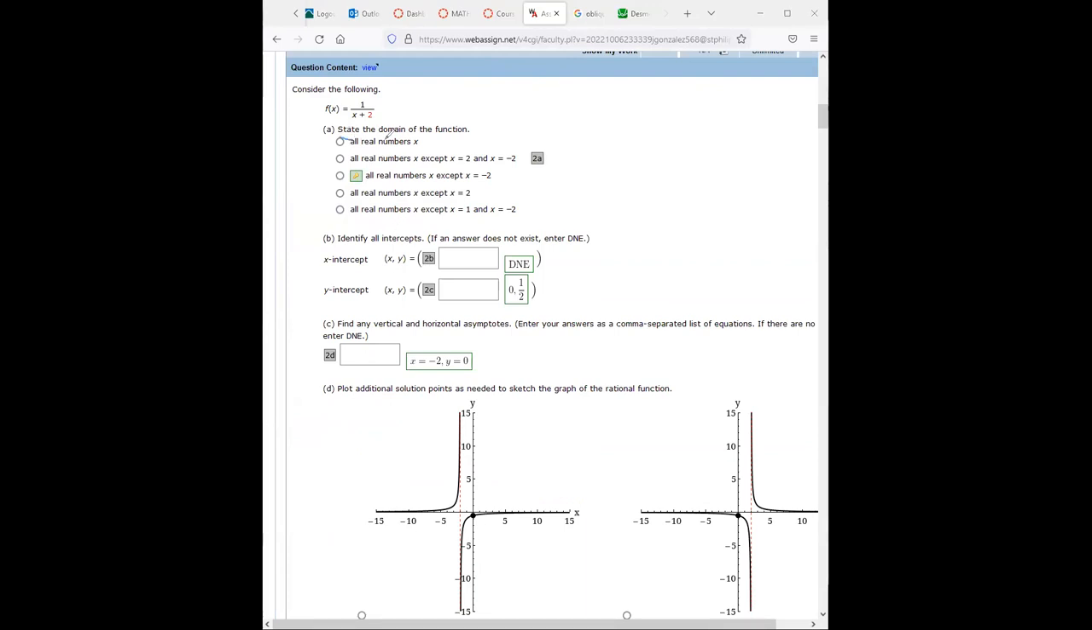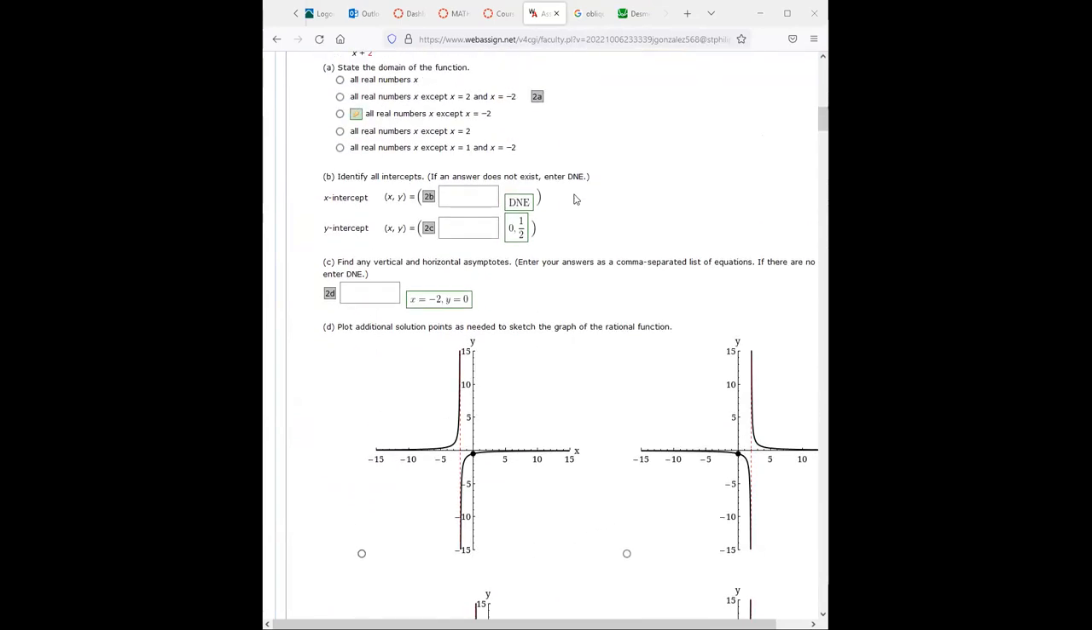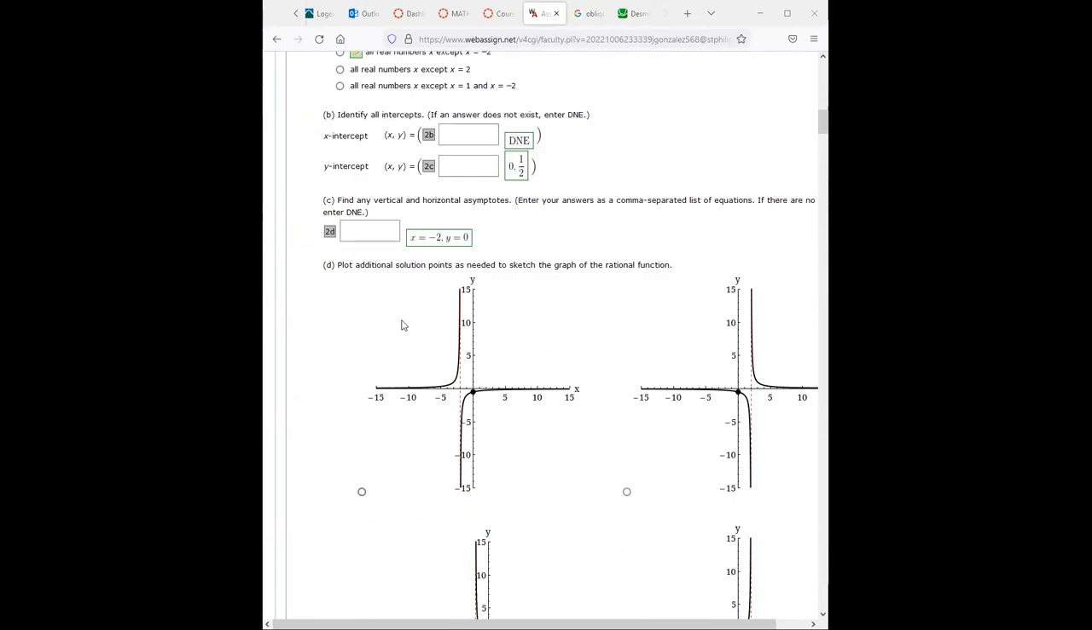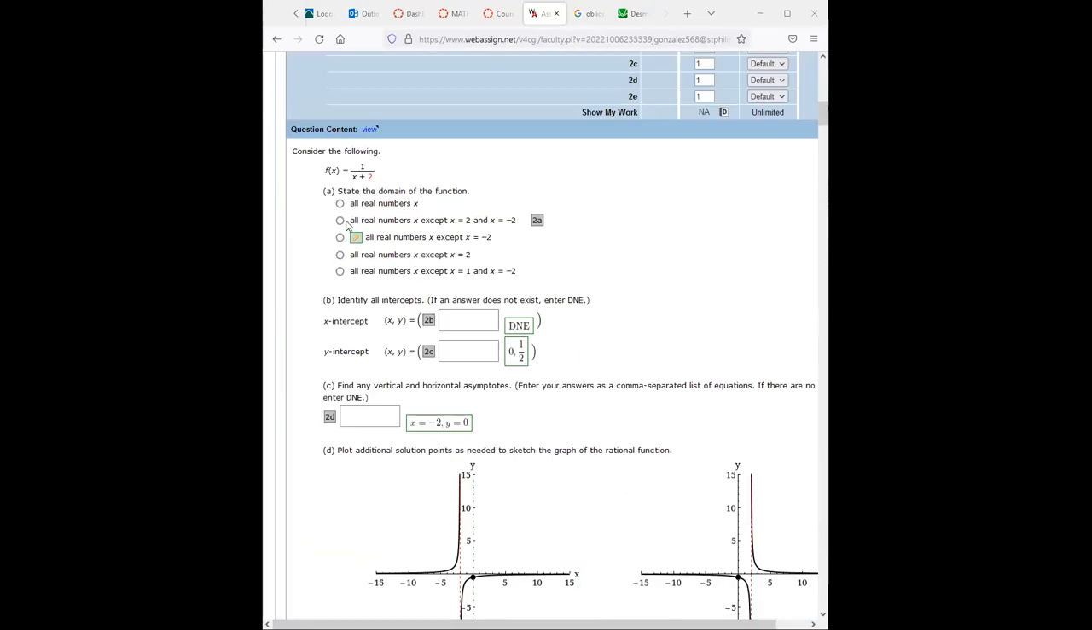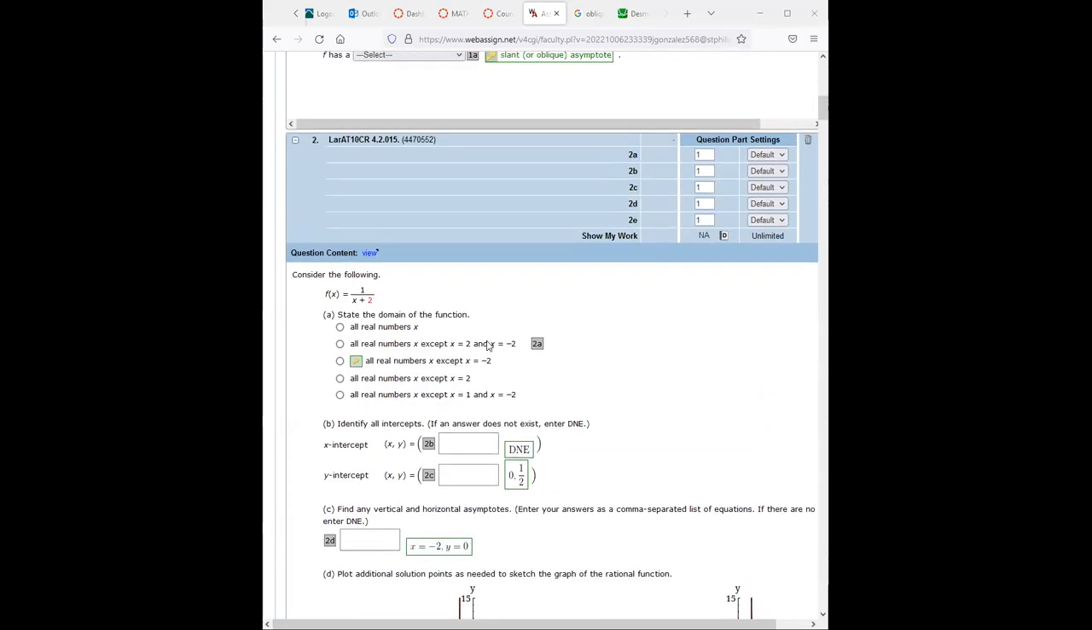Can you find the domain? Can you find the x and y intercepts? Those types of things are what I care about. Picking the correct graph is kind of whatever, because you can use many different tools to figure this out, right? The important part is understanding how you find domain. So let's do that. Let's do number 2.